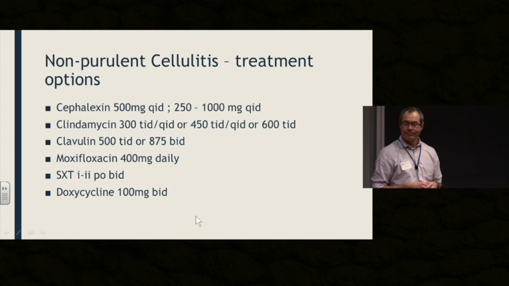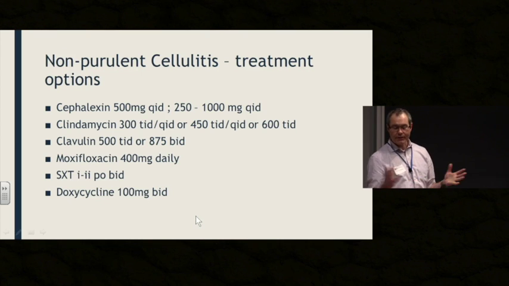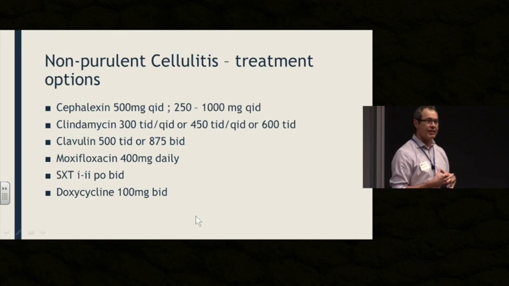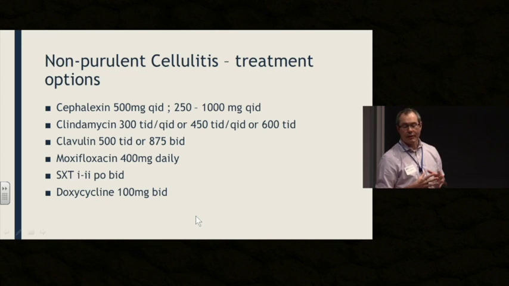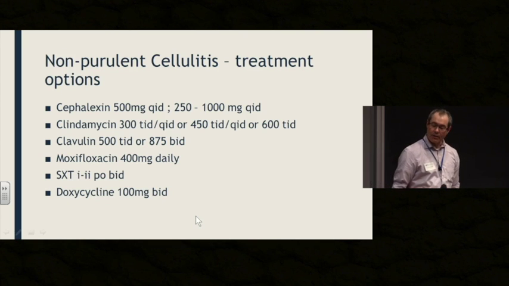clindamycin is an option. There's a range of doses, all the way from 300 TID to 600 TID, depending on the severity of the infection, the age and weight of the patient, and how much they can tolerate. Bigger doses are harder to tolerate. So the 300 QID is kind of my go-to small dose, and 600 TID is kind of my go-to big dose.